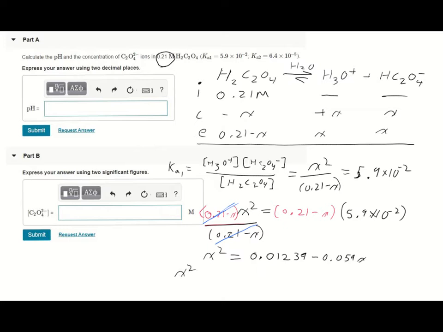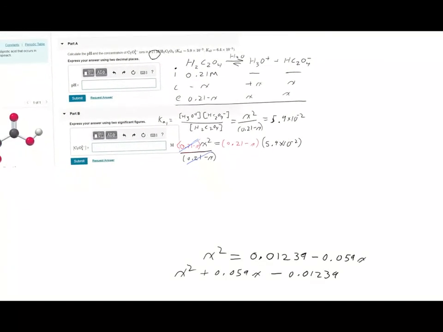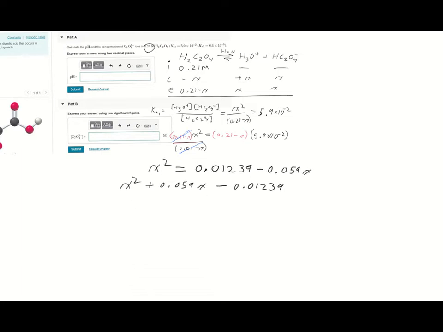So that's x squared plus 0.059x minus 0.01239. A, B, C. And of course, we are using the quadratic formula: the opposite of b, plus or minus the square root of b squared minus 4ac, divided by 2a.